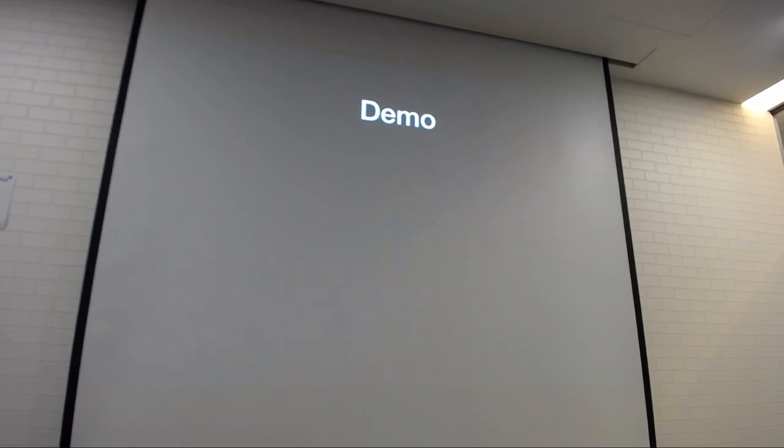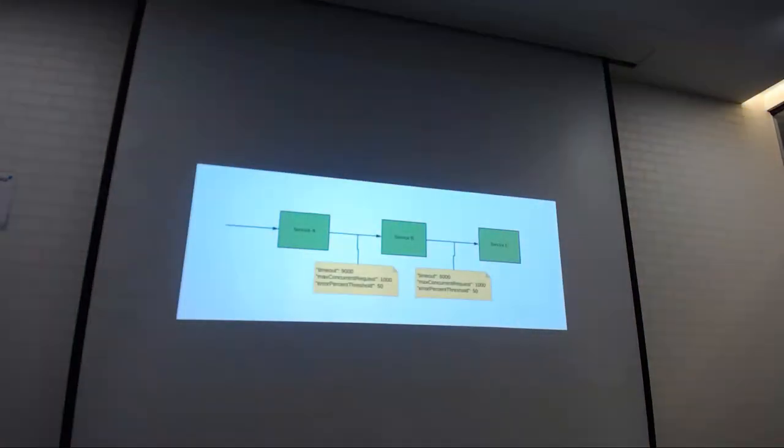Oh, so this is how you design your system. For example, you have multi-service. So actually you put the three main constraints: timeout, max concurrent requests, and the error percentage. The first service should always be greater than the last one. It's to ensure that you have enough time for the first service to get the full success response from the last one.